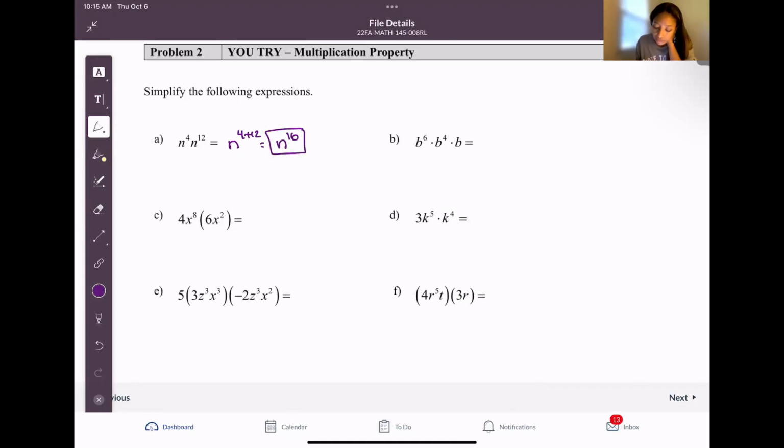For part B, we have b to the 6th times b to the 4th times another b. So we have 3 terms being multiplied here, but they all have the same base. So we'll just add up all 3 exponents. So this would be b to the 6 plus 4 plus 1, which is b to the 11th power.